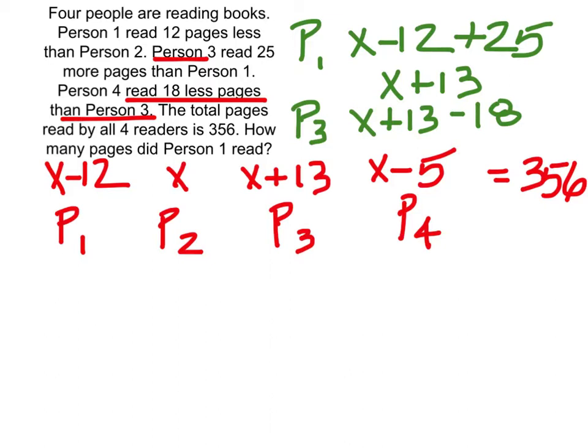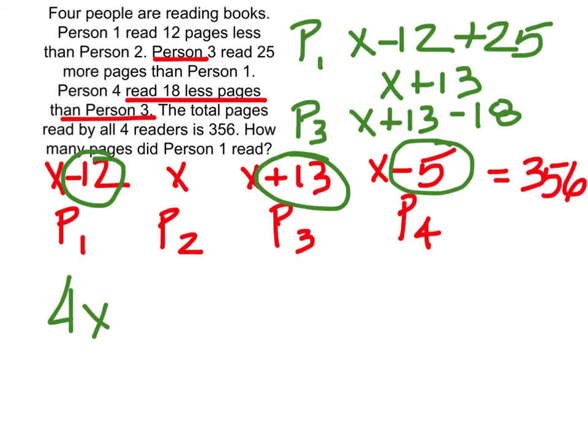Okay. How many x's do we have? Yeah, 1, 2, 3, 4. So it should be 4 x's. And what is negative 12 plus 13? 1. What's 1 minus 5? Negative 4. Yeah, minus 4. So 356 is the total. What do I do with this minus 4? Change it, move it over to the right, and make it positive 4 or plus 4.